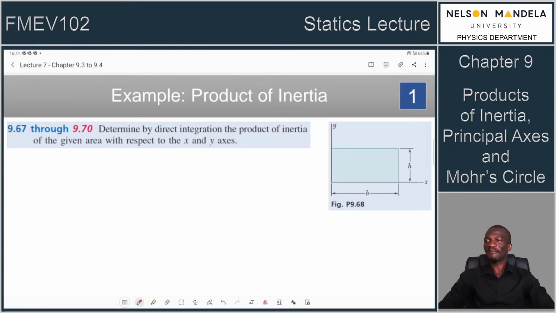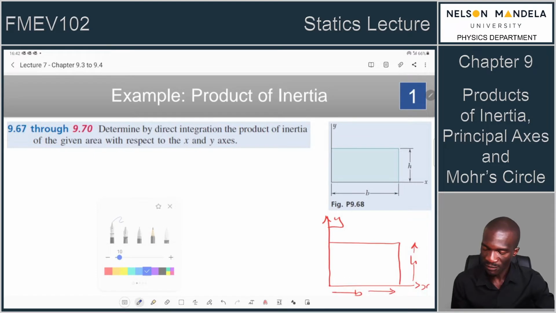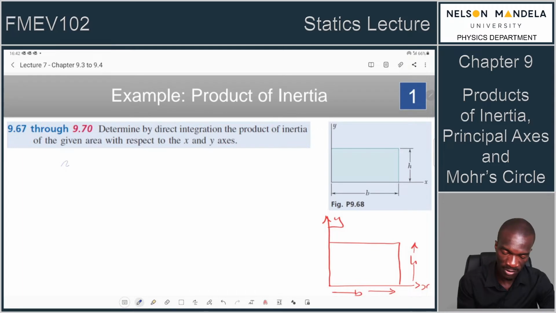So in this question, determine by direct integration the product of inertia of the given area with respect to the x and y axes. So for us to find the product of inertia, I think we already know that if we have an x and y axis and we have a body, this body is at some height h and it's at some location b relative to the origin in the x axis. For us to find the product of inertia, we have the parallel axis theorem to make use of. What does the parallel axis theorem say?